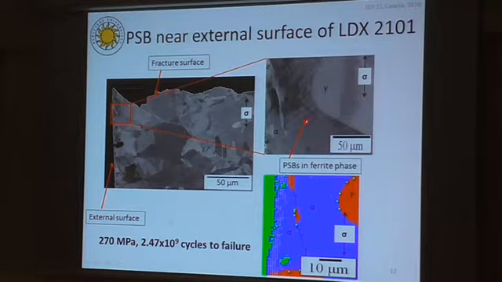which are mainly concentrated in the ferrite phase. This correlates with our observations of the external surface that I presented earlier. The slip bands are stopping at the austenite-ferrite phase boundary, and they are approximately 45 degrees with respect to the loading direction of the specimen.